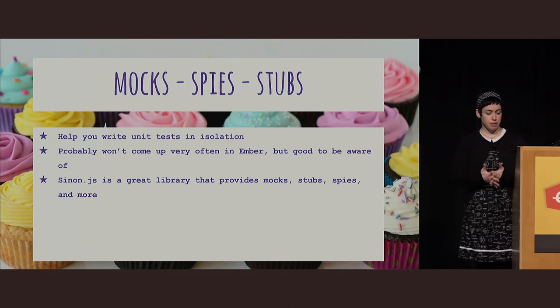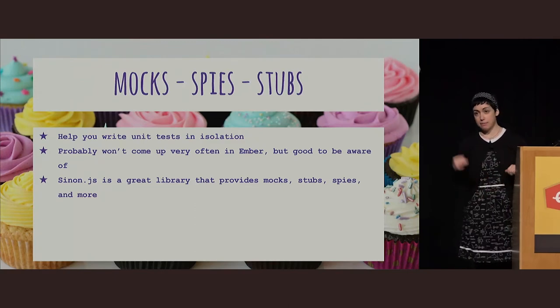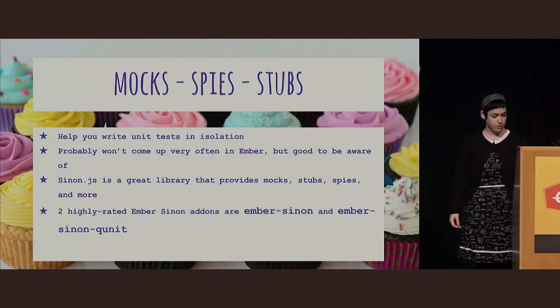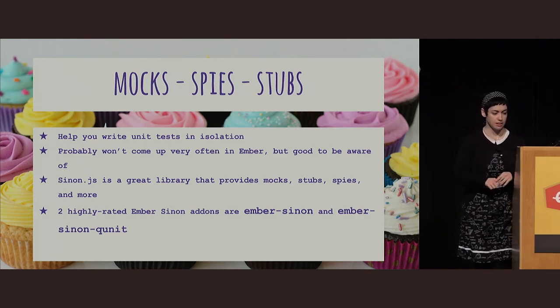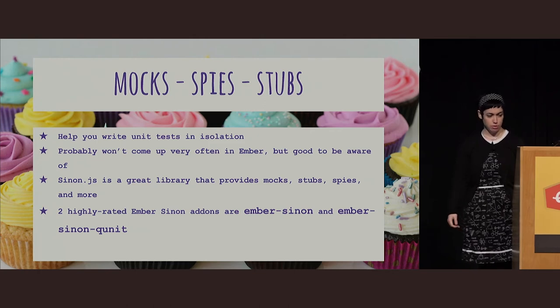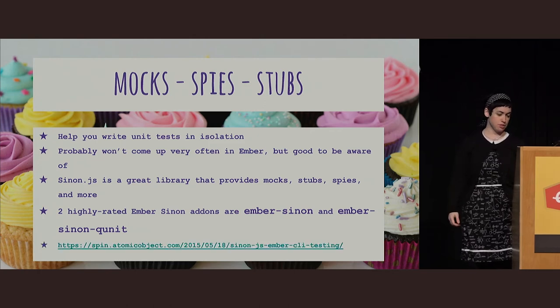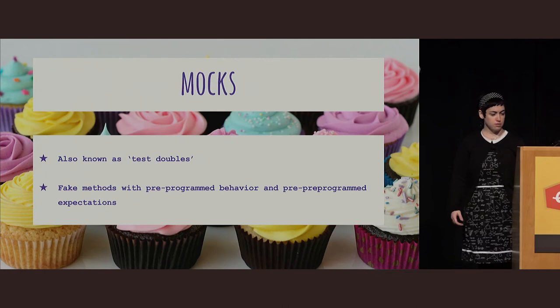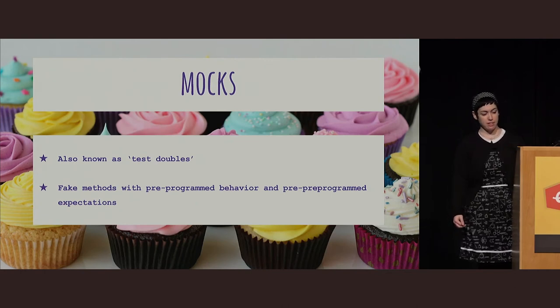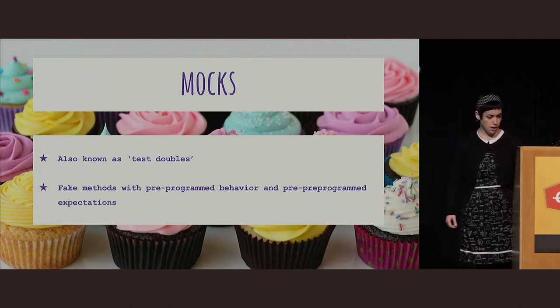Sinon.js is a great library that provides mocks, stubs, spies, and more. There are also two highly rated Ember Sinon add-ons called Ember Sinon and Ember Sinon QUnit that you can look into if you want to use these things. And there's also a link to a blog post that I found about using Sinon in Ember projects. So mocks are also known as test doubles. These are fake methods with pre-programmed behavior and pre-programmed expectations.